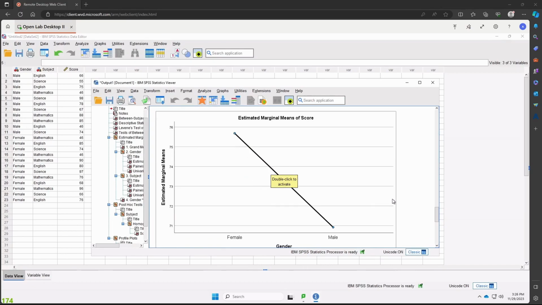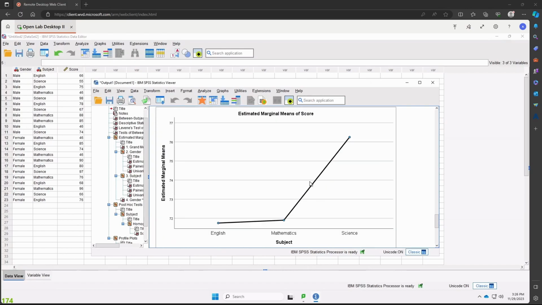And if we look down here, you can see the profile plot. So this is the gender. You can see that the mean score for the female is higher than the male. And if we look down here, we can see each subject compared to all the subjects. We can see that English is about 71 something, but mathematics is higher than English. But we can tell that science is the highest.